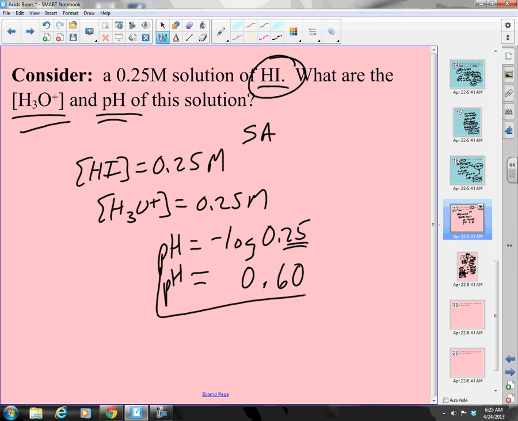Wow, pH is very, very small, meaning this is what? Acidic. Very acidic, right? It can burn through my clothes. Got it? Piece of cake. You guys do this one.